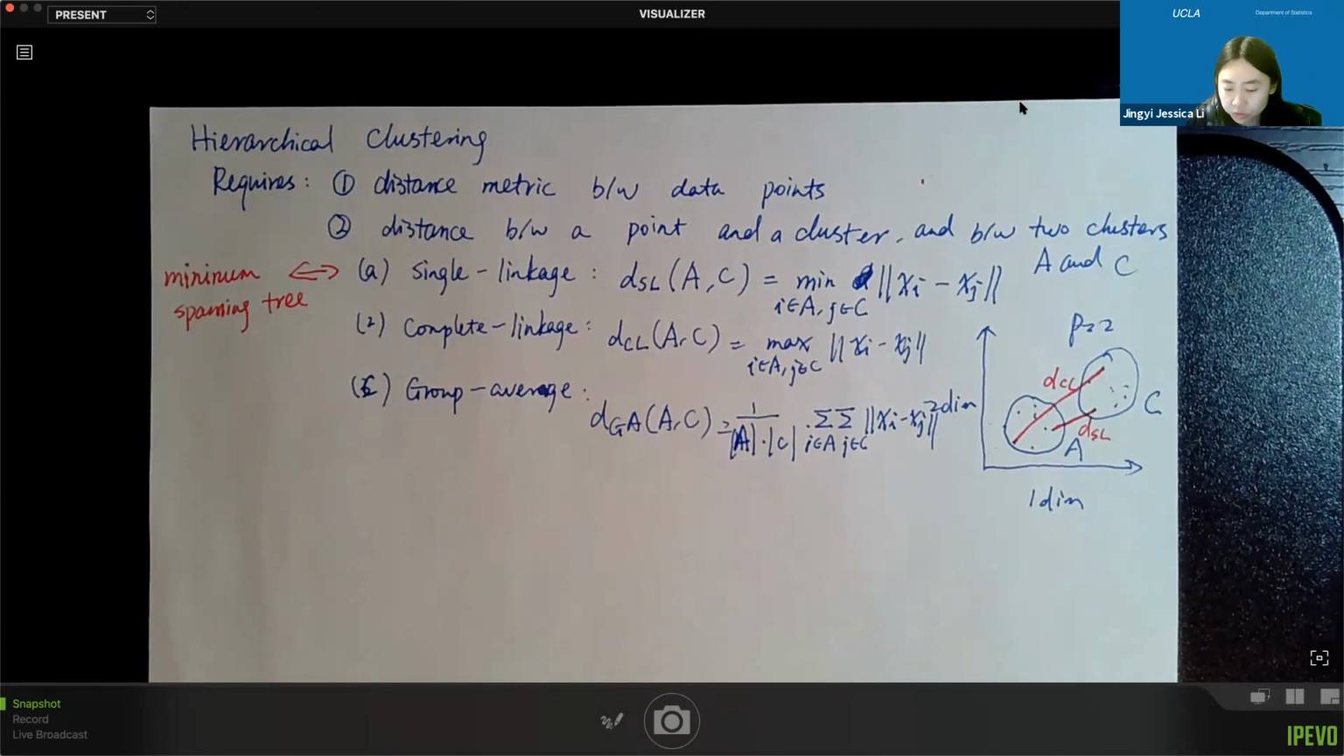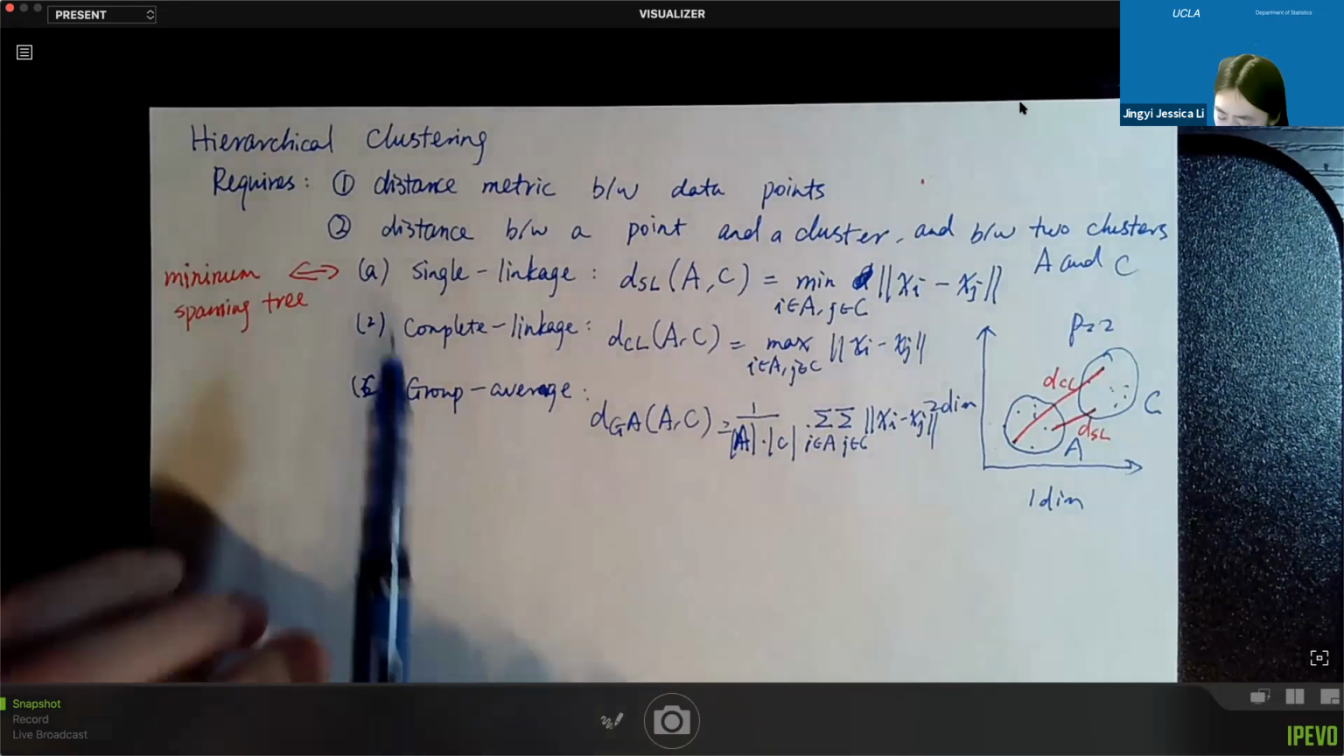To let hierarchical clustering work, you need a distance metric between data points, and you also need a distance metric between 2 clusters. For between data points, you may use, say, Euclidean distance or the L1 norm distance, to measure two p-dimensional vectors. And the between cluster distance will be based on the between data point distance.